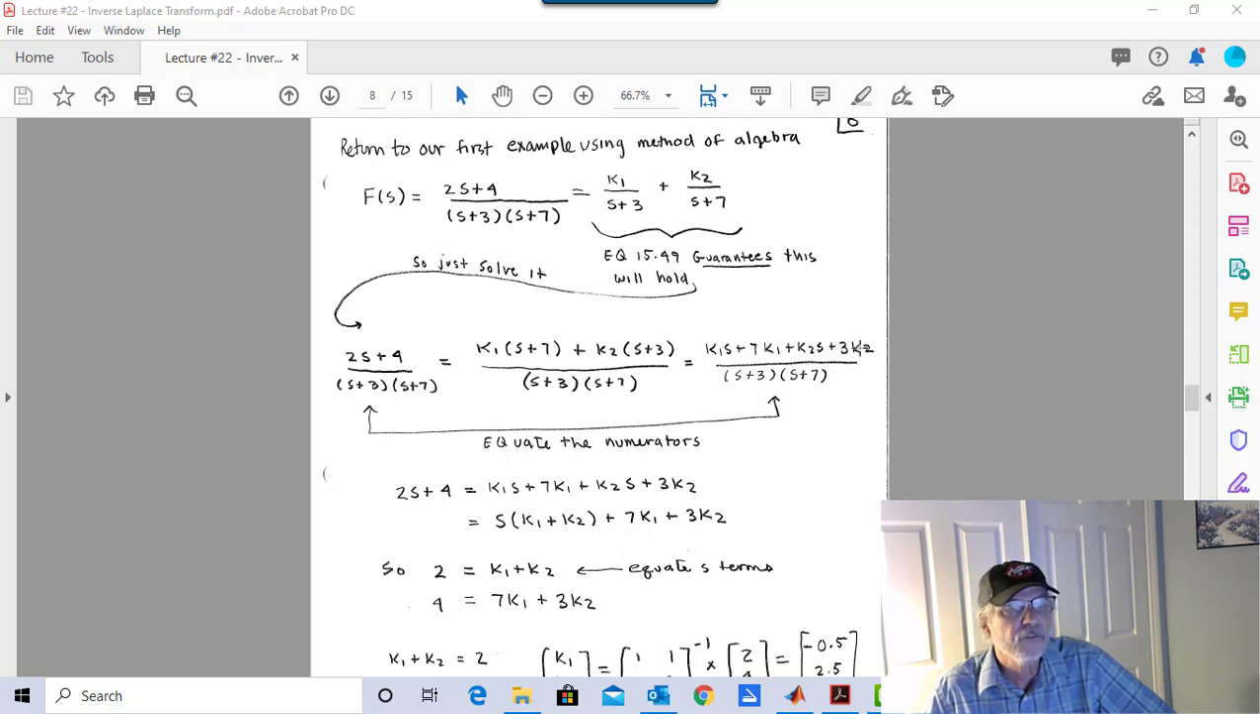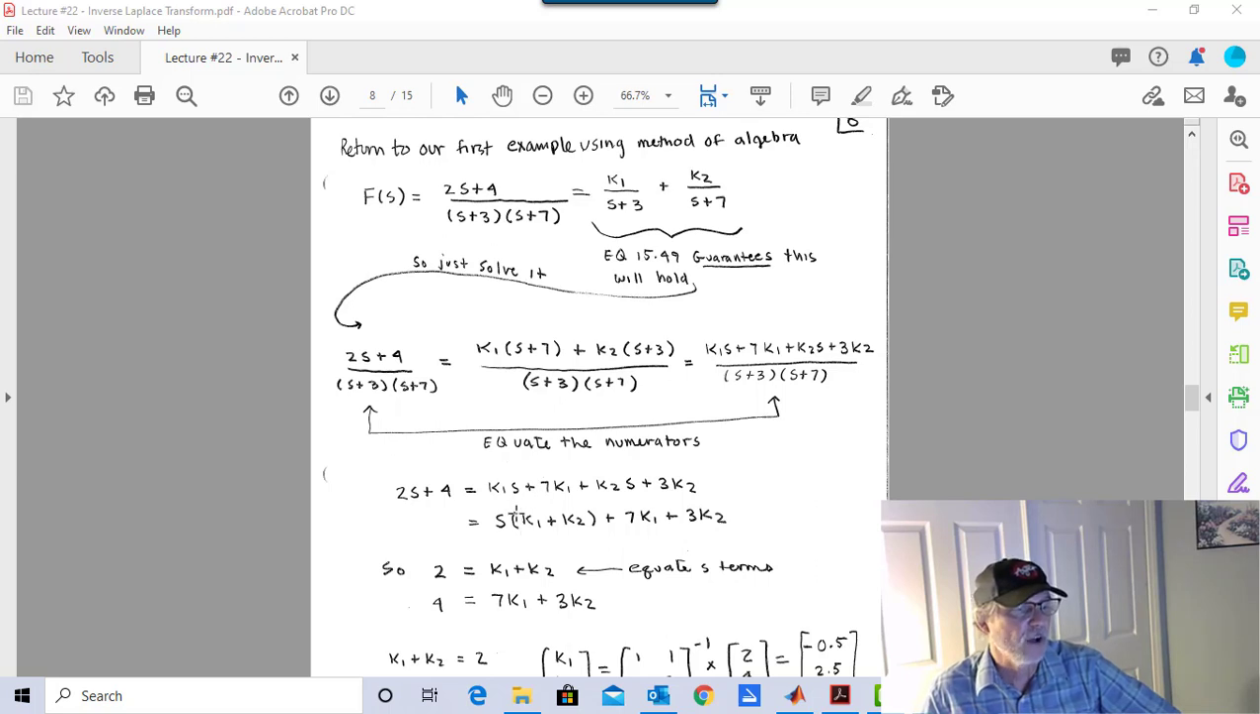7k1 plus 3k2 ought to equal 4. Do you see how I just broke this into two equations and two unknowns? Because I equated my s terms and my s to the 0 terms, meaning no s in them. So let's do that. 2s plus 4 is equal to k1s plus 7k1 plus k2s plus 3k2. I just equated the numerators.